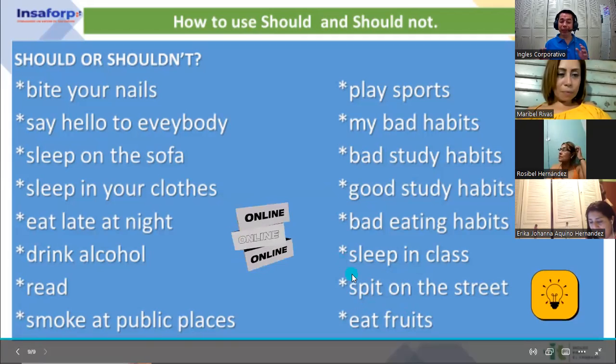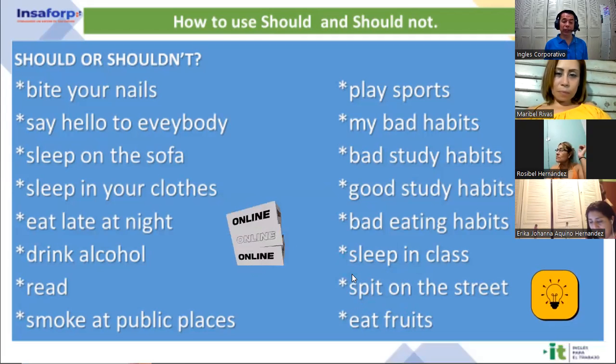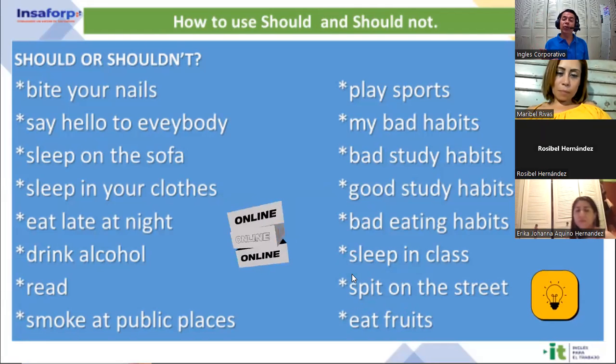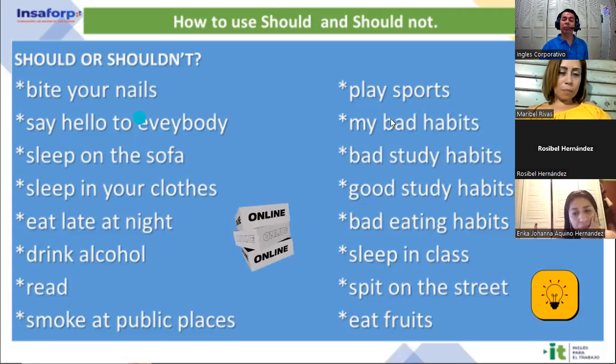Now, in this moment, please listen to me. Listen what we're going to say, right? I need you raise your hand and participate, right? Volunteers, volunteers. And you give me a commentary, right? You can choose any of these topics. Puedes escoger cualquiera de estos temas, miren.